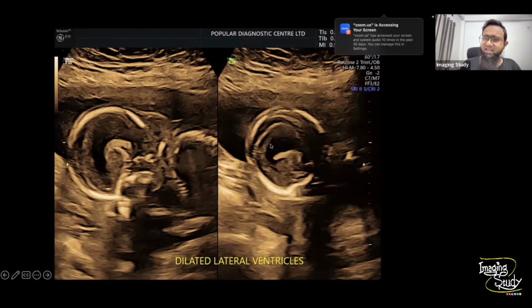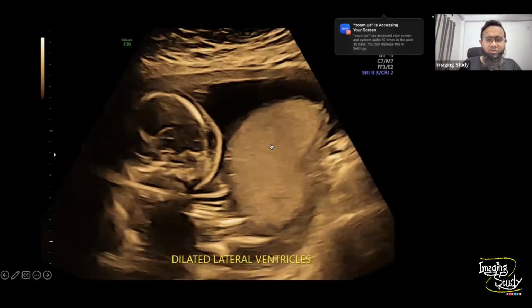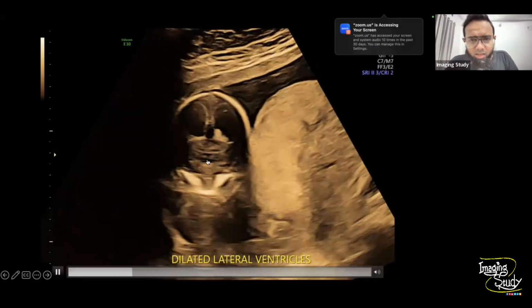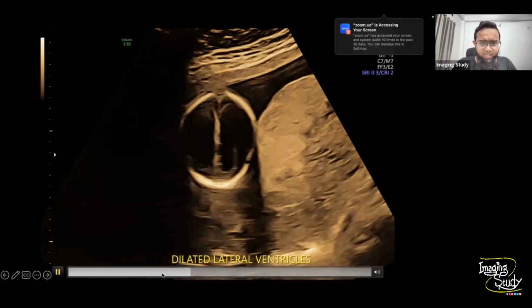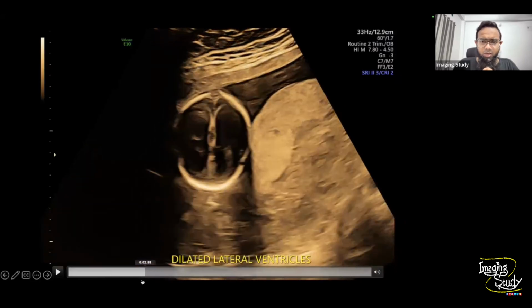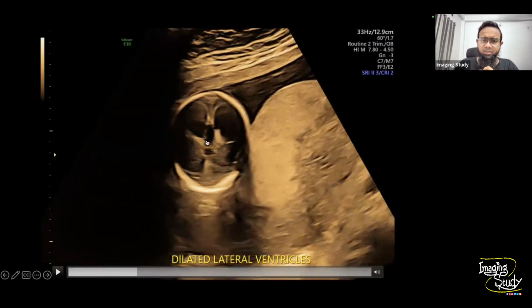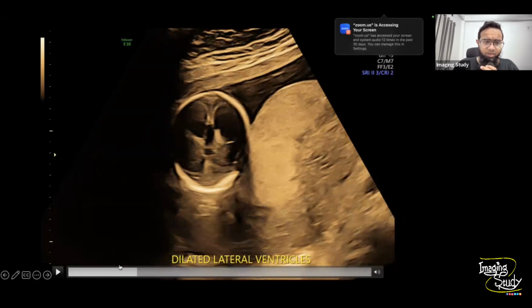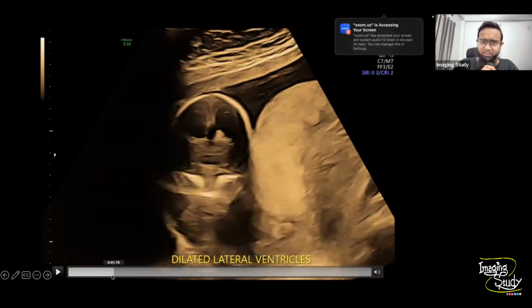That's another problem. Why are the ventricles dilated? So let's see the ventricles now. Let me freeze the image a little bit. These are the dilated lateral ventricles. Is the third ventricle dilated? Let me go a little bit backward. Yeah, you see, this is the third ventricle. It is also dilated. So both the third and lateral ventricles are dilated.